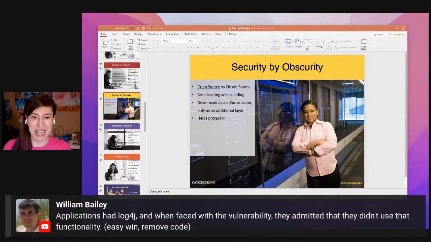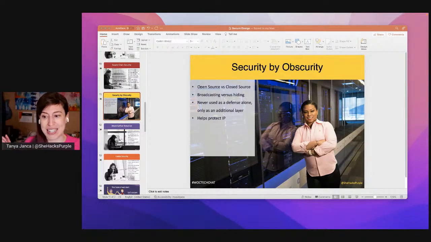Okay, so William says applications had Log4j, and when faced with the vulnerability, they admitted that they didn't use that functionality. Yeah, so that's the easiest one. You just take it out, right? I was giving a lot of advice about that. Like, are you calling it?